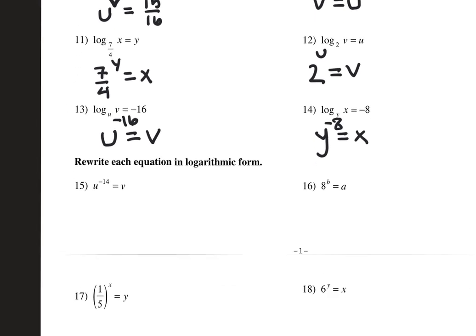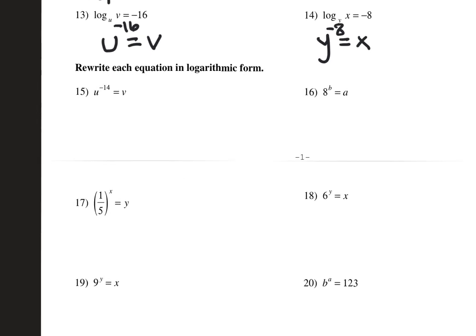And so the next one, we're going to do what we did in the second part. We're rewriting each equation in logarithmic form. So we're going to write log, and we're going to shrink, and then we're going to move the equal sign again and say is equal to the exponent -14.